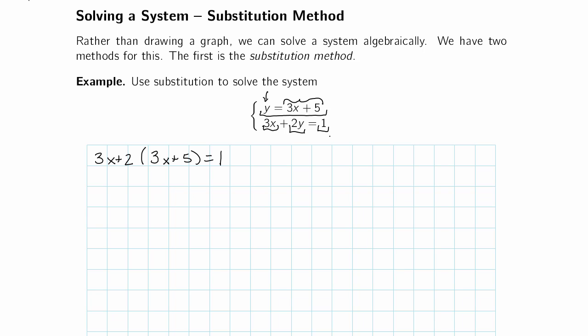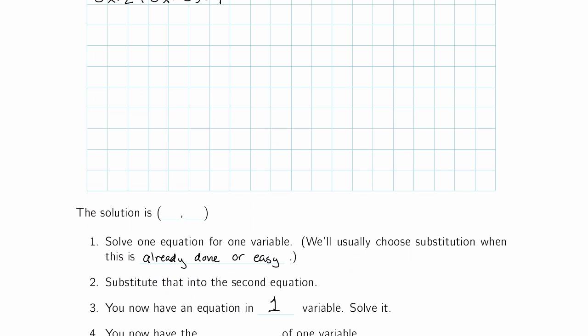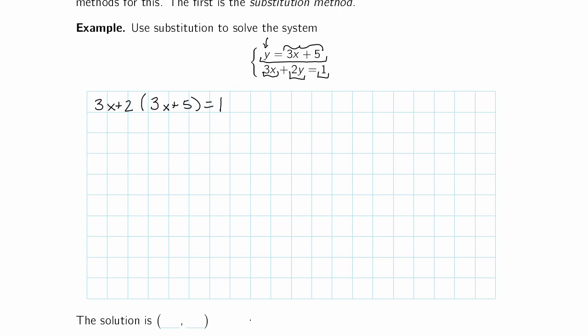Now notice that the equation that we've just written is an equation in one variable. This is the kind of equation that we've known how to solve for a really long time. So now we're going to solve it. Let's see, first I need to distribute the 2. Then I'll combine my like terms. I'll subtract 10 from both sides and divide both sides by 9. And we get x equals -1.